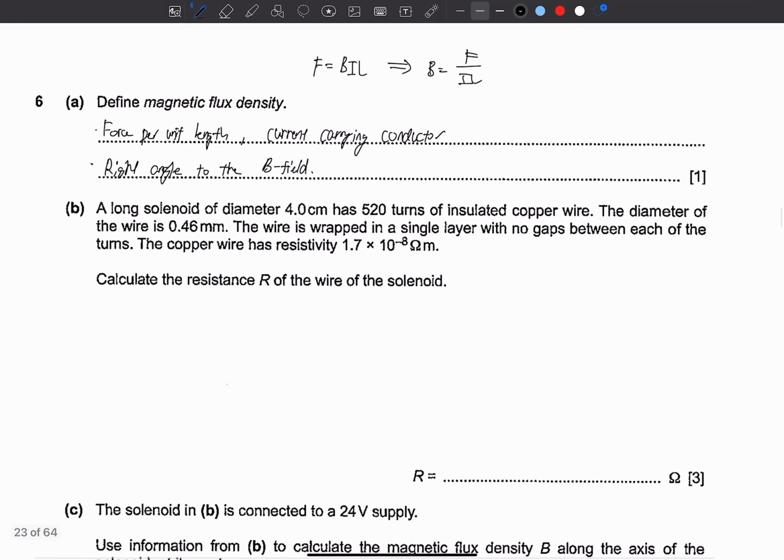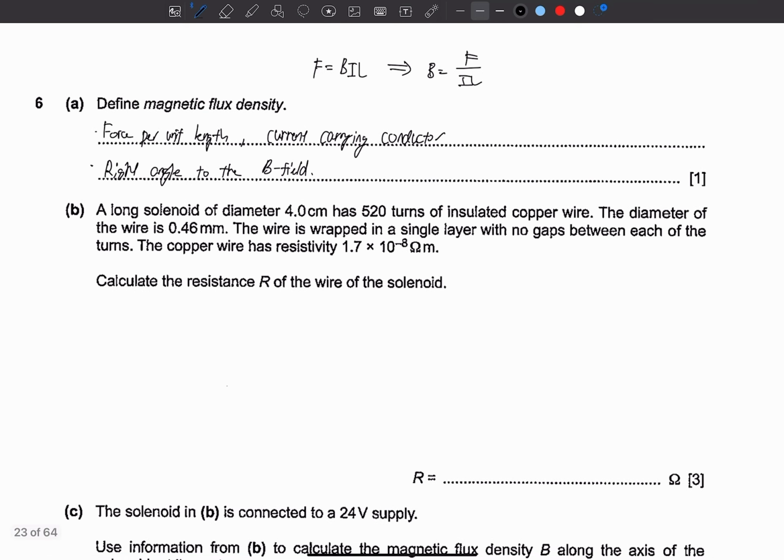Why must it be a right angle? Because there's actually a hidden sine theta here. But since sine of 90 degrees is equal to 1, that's why it disappears. Yeah, so stating that it is at a right angle to the B field is actually important.